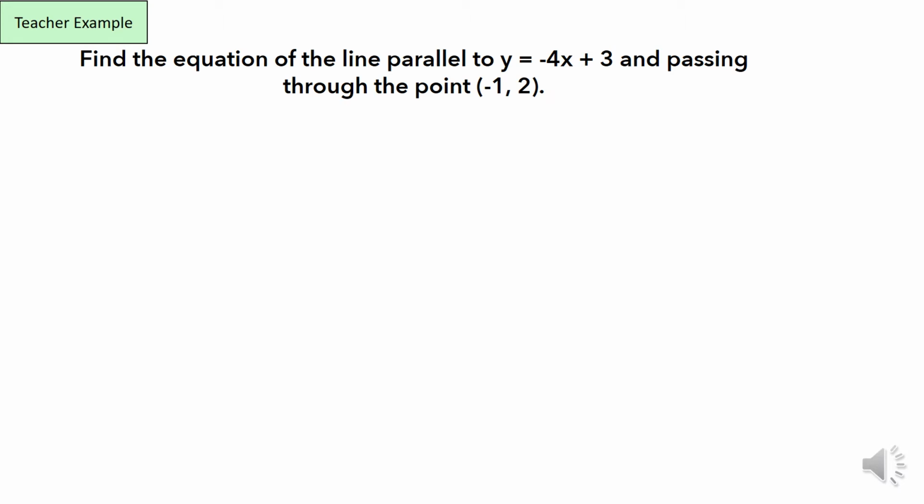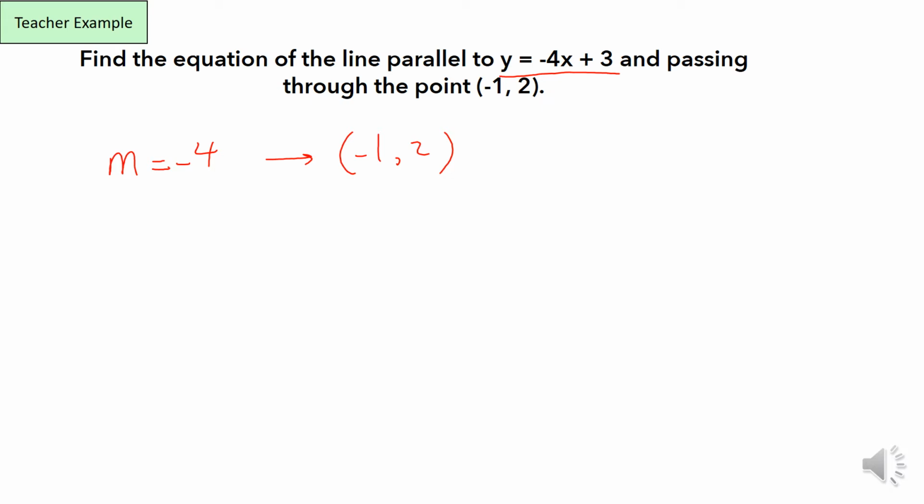It says find an equation of the line which is parallel to y equals minus 4x plus 3 and passing through the point minus 1 and 2. So what we need to know is that parallel lines have equal gradients to each other. So if we want to write the line which is parallel to that line, they must have equal gradients. So the gradient of that line is minus 4. So the line I'm going to write the equation of will have the gradient m of minus 4, exactly the same, and then it will pass through the point of minus 1 and 2.